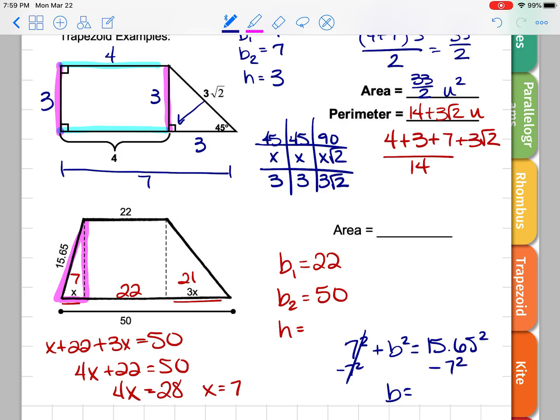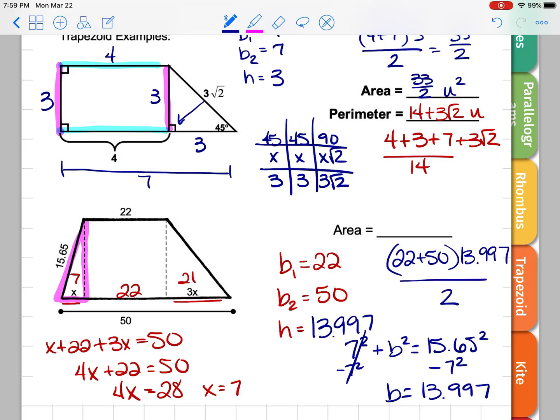B squared is going to equal, actually, let's just do it in our calculator and square root it. So let's just find b. And that's going to equal 13.997. So again, I squared, I subtracted, then I square rooted. So that gives me our height. And now I'm ready to plug into the formula. So remember, the formula is add your two bases together, times it by the height, and divide by 2. And if we plug all that in, we would get 503.892 units squared.